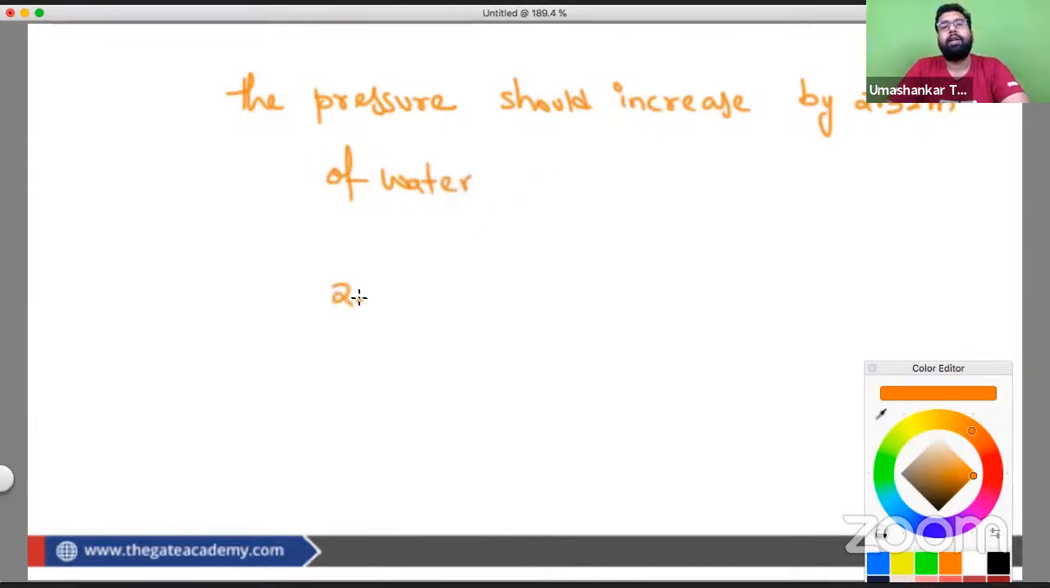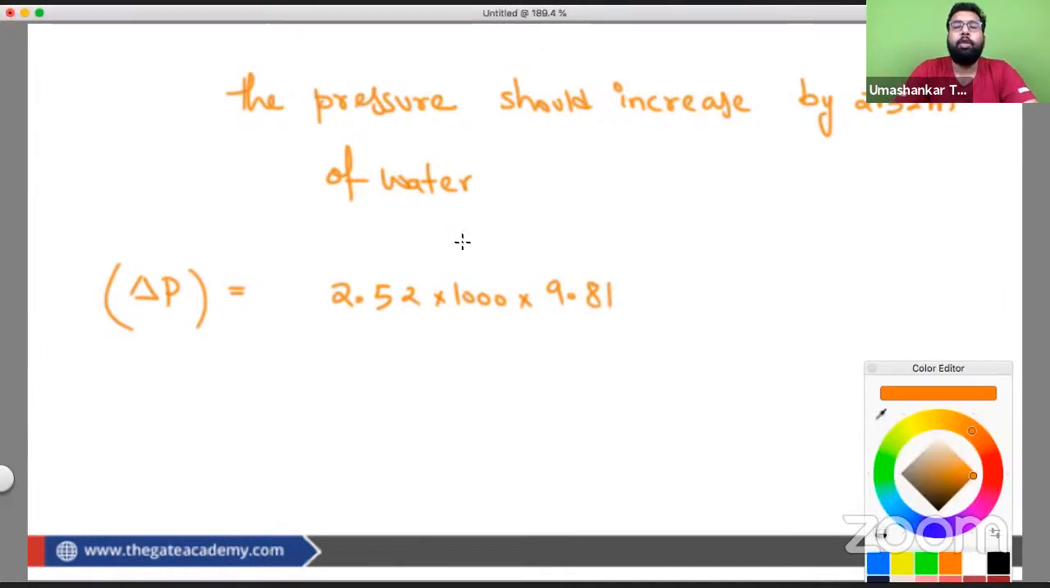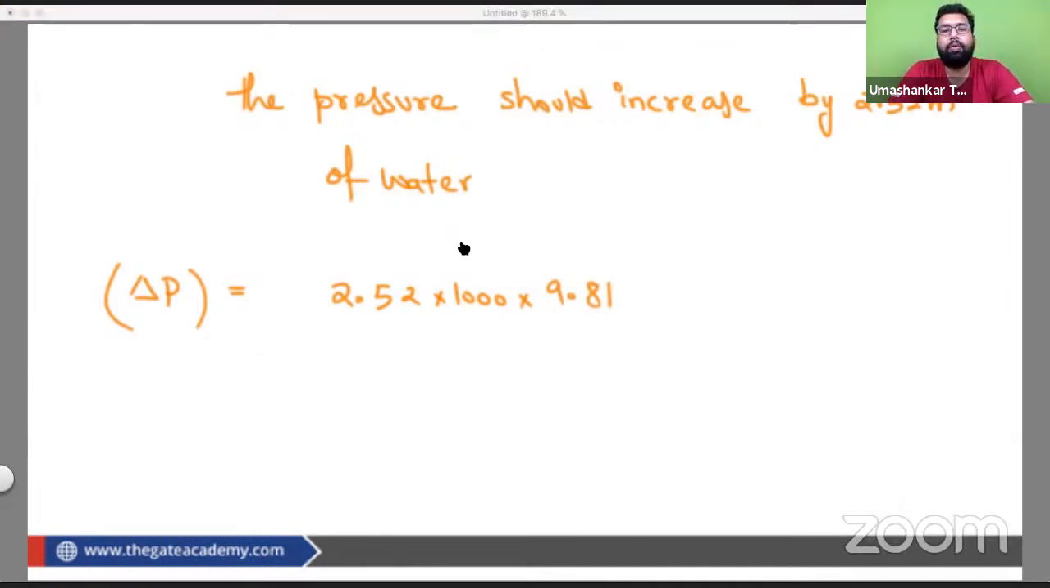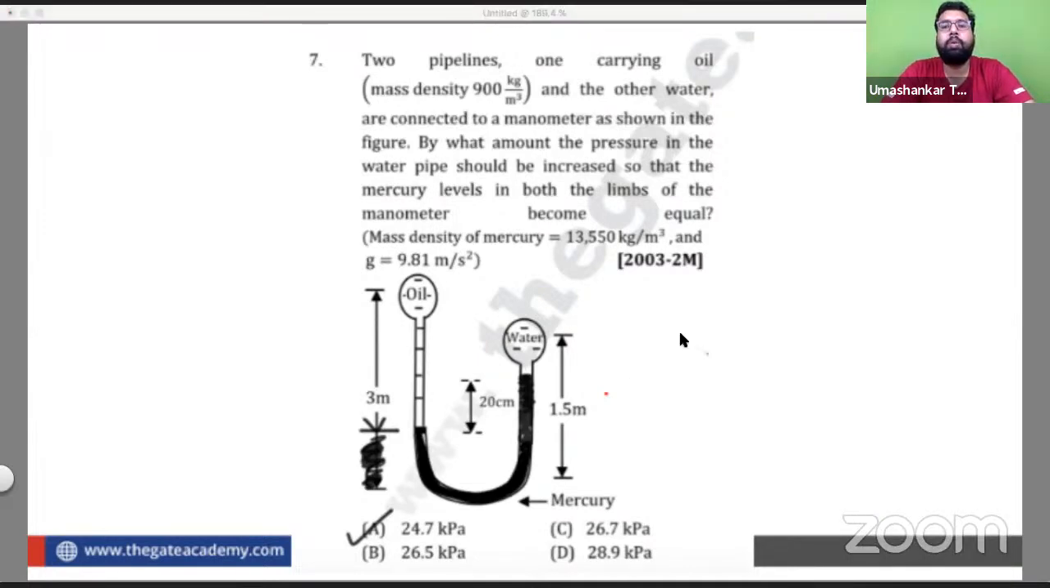Now we can convert this change. Let's suppose this is delta P. We can multiply it with 1000 and with 9.81. Always in this method, we have to do it with the density of the water. So when we do it, we get 24.7 kilopascal. So the answer to this question is 24.7 kilopascal.